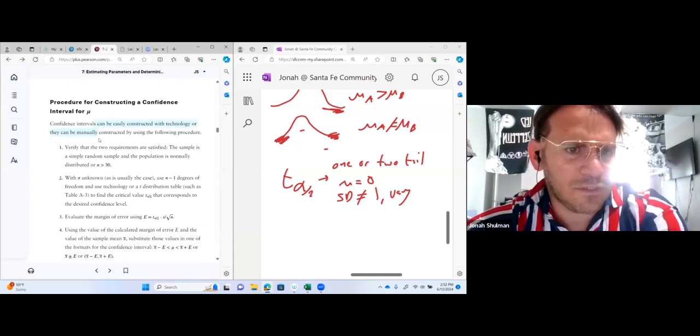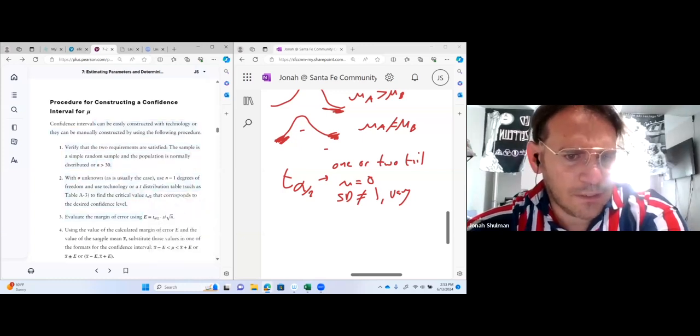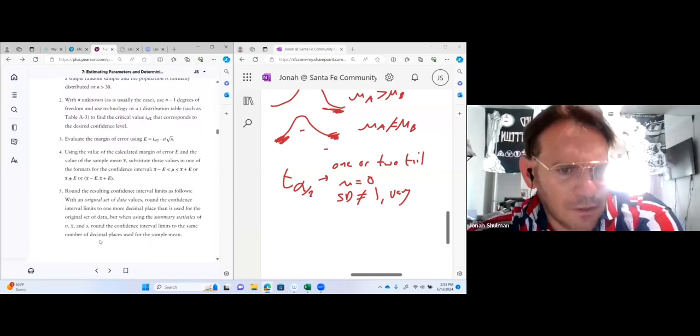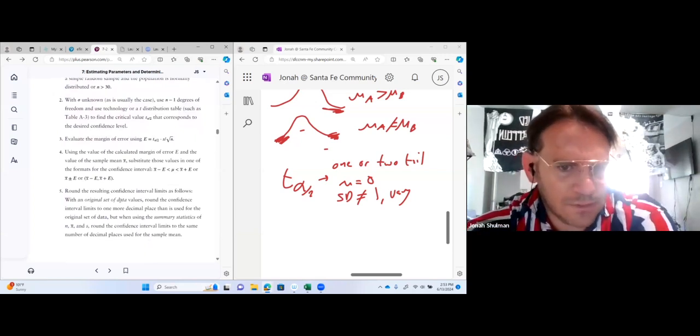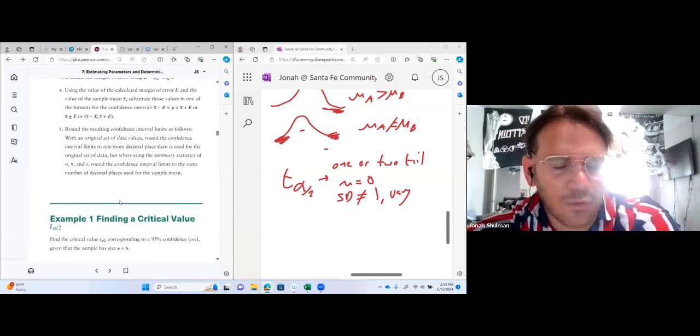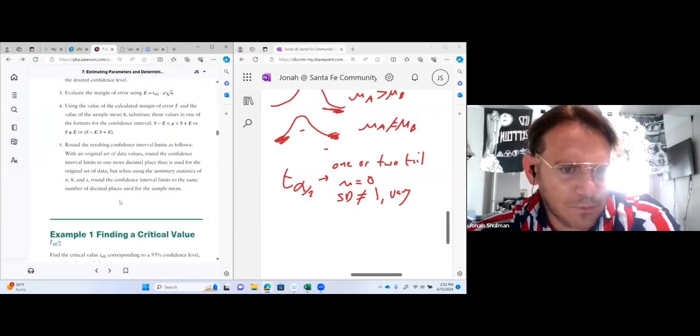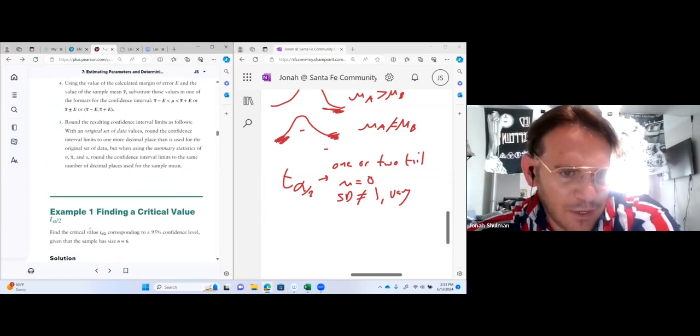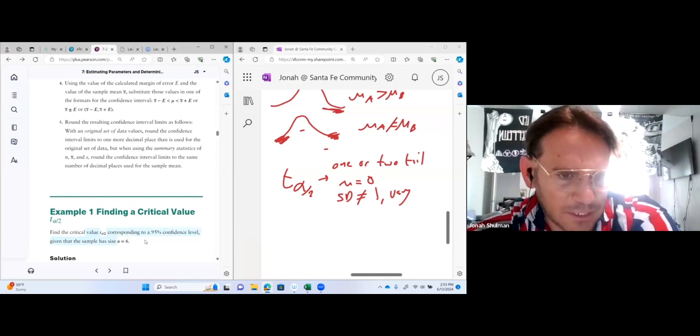Confidence intervals can be easily constructed with technology. Evaluate the margin of error. Use this. Round the result. Okay. We finally made it to an example. Who would have thought it? So, find the critical value of t alpha divided by 2 corresponding to a 95% confidence interval given the sample size is 6.